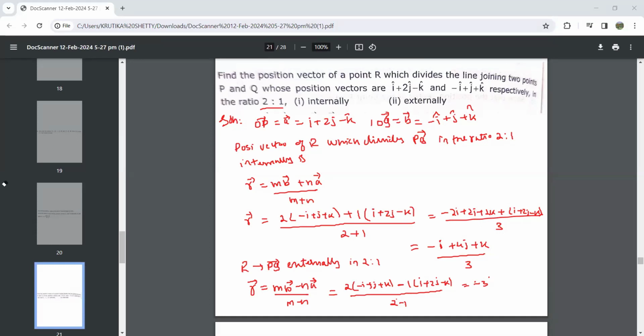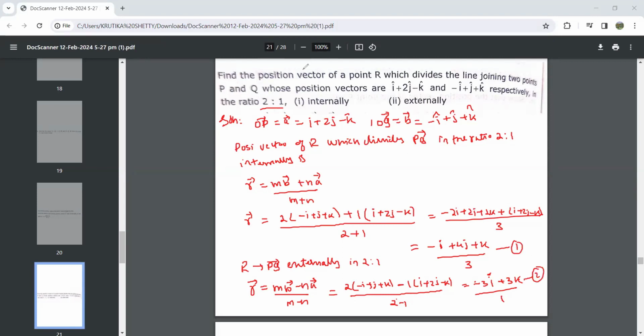If you want, you can do one step extra, or directly also you can do it. No problem. So this will be minus 3 i cap. See, here 2 into j, it will be 2j, and then minus 2j, it will be 0. And then we will be getting k minus of minus, it will be plus. So it will be equal to 3k divided by 1. So the final answer will be minus 3 i cap, 3 j cap. So this is the first equation and this is the second equation.